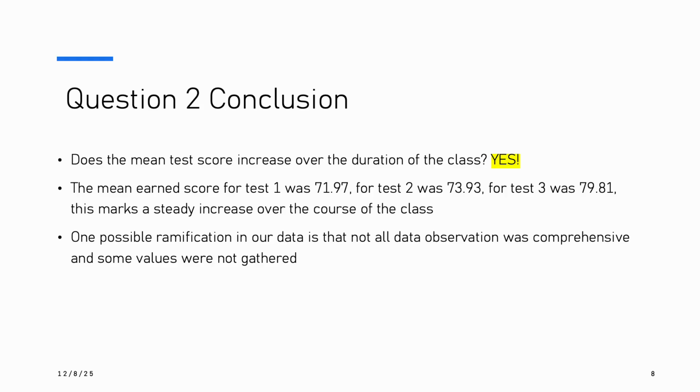However, one possible ramification in our data is that some data points were missing, and so the data wasn't necessarily fully comprehensive. Also, as noted in the previous slide, there were more marked observations for test 1 than any of the other tests.